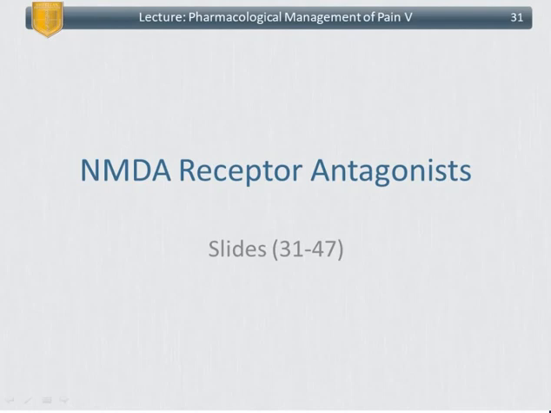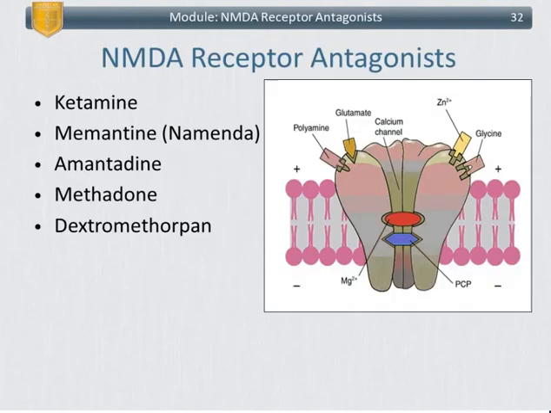Okay, we are going to shift to talk about the class of NMDA receptor antagonists. This area is rapidly growing of importance because we're in an era now where everybody's looking for alternatives to opioids. And NMDA receptors is one of our main tools. So what are they? They are ketamine, memantine or Namenda, amantadine, methadone, and dextromethorphan. Those are the available NMDA receptor antagonists.